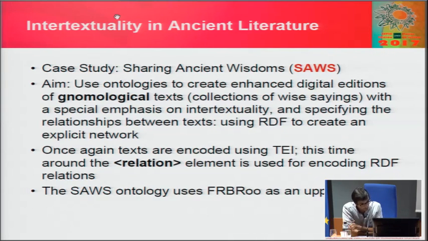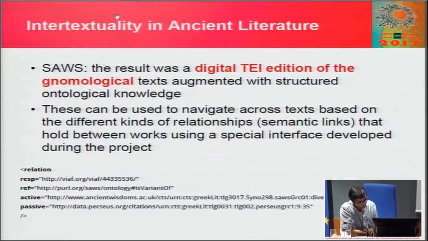The SAWS ontology, interestingly enough, uses FRBRoo as an upper ontology, and as I mentioned before, that's actually an ontology that harmonizes CIDOC CRM with the FRBR. So the result of the work that was carried out on these texts was a digital TEI edition of these texts, augmented with structured ontological knowledge. And what they were able to do was to create a special interface that allowed users to actually navigate across texts based on the different kinds of relationships.